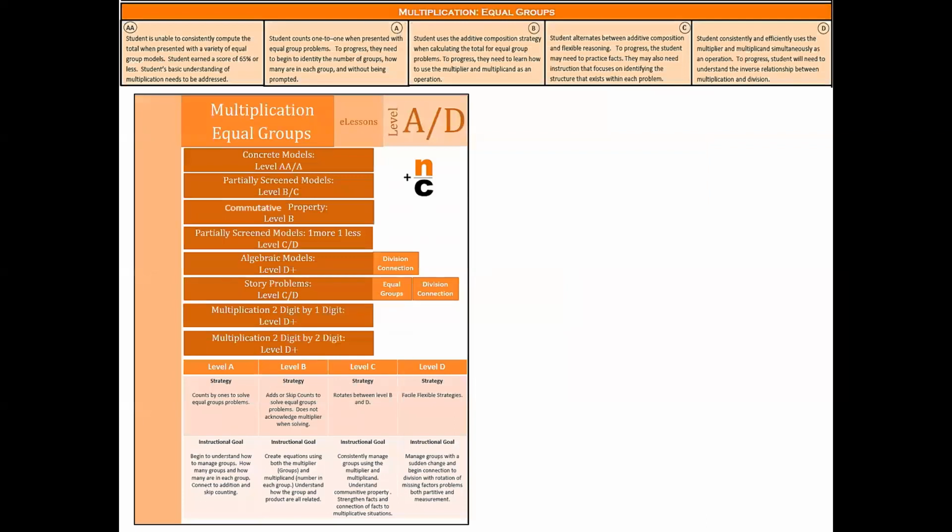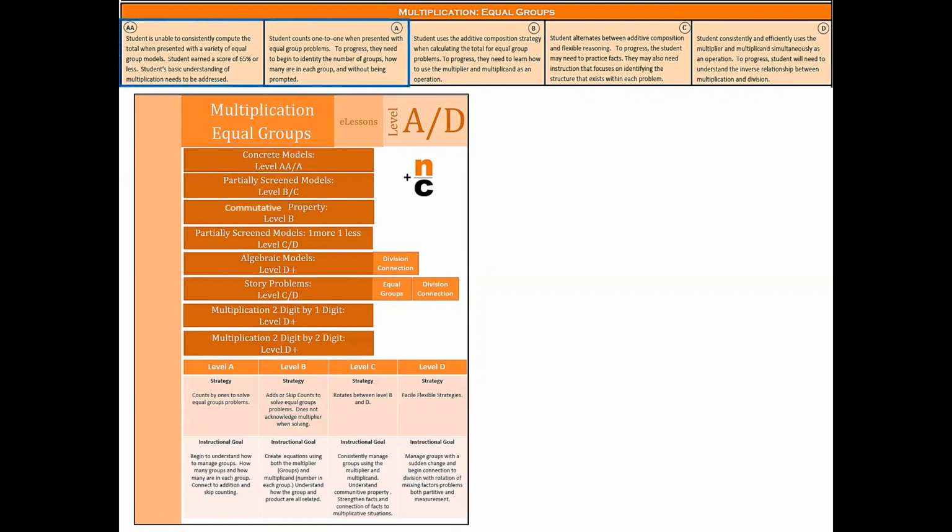And this is what it would look like. So when you have a student who is at level A, right here, this is what the multiplication equal groups e-lesson or lesson plan looks like. And remember, this can be done over in your classroom. You could share it on a laptop, you could do it on a smart board, you could do it on a Promethean board. This is your mini lesson that you're working on.